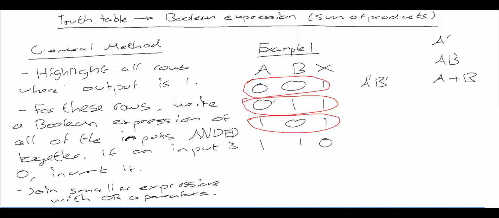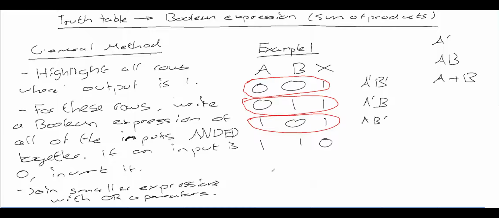Okay, so our second row here then, we've got a 0 for the A, so we're going to write down the A and NOT it. And then we're going to AND NOT A with B because the B is a 1. So our Boolean expression for that row is going to be NOT A and B. For this row, it's going to be the same, but the NOT is going to be on the B instead of the A. So we're going to have A and NOT B. Okay, so hopefully that's quite straightforward.